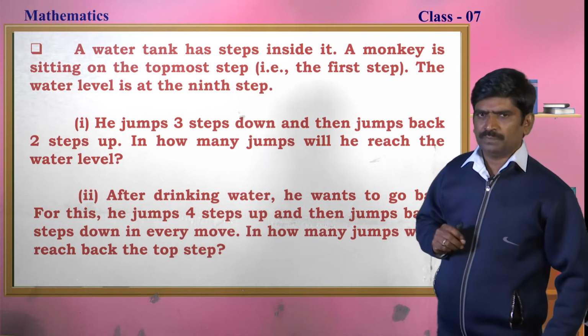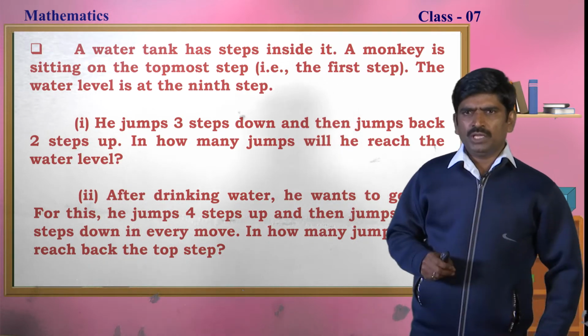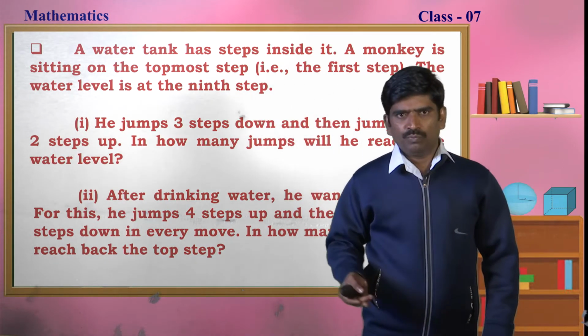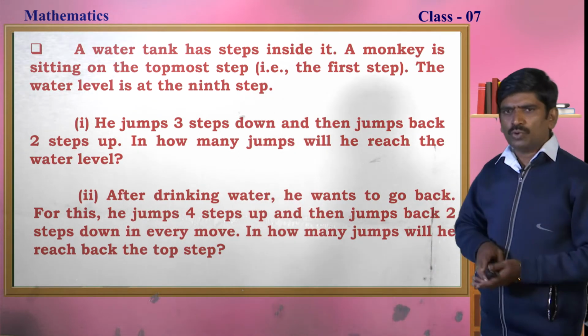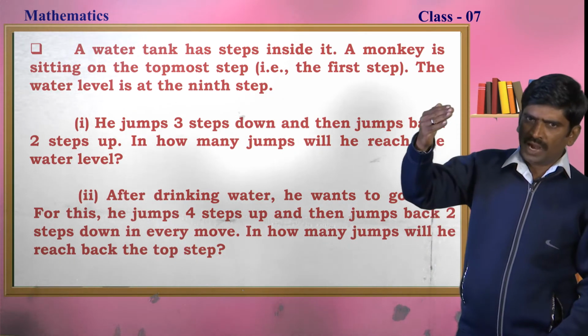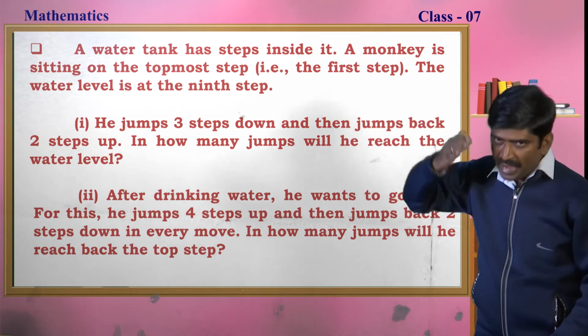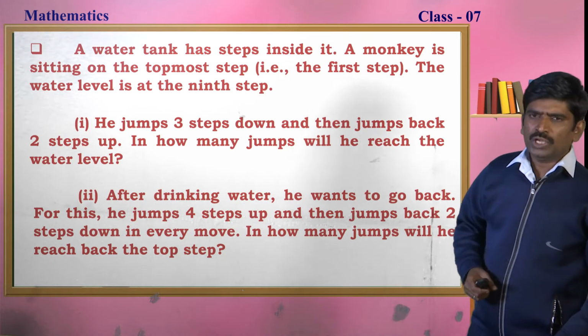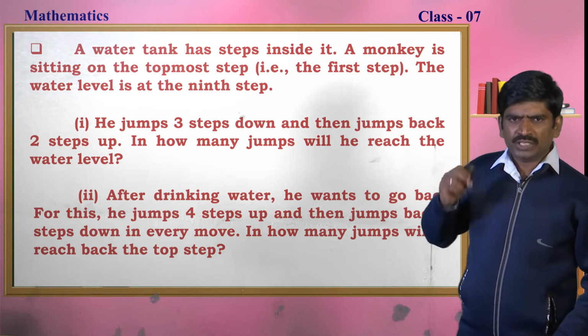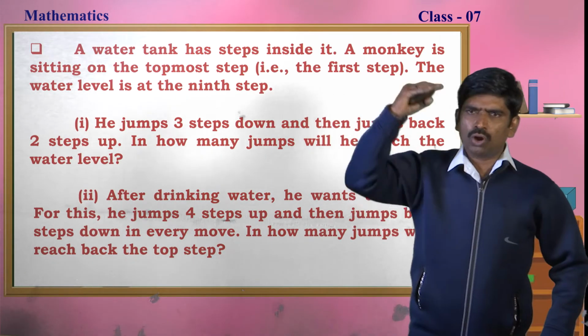Next question. After drinking water, he wants to go back. For this, he jumps 4 steps up and then jumps back 2 steps down in every move. In how many jumps will he reach back the top step?